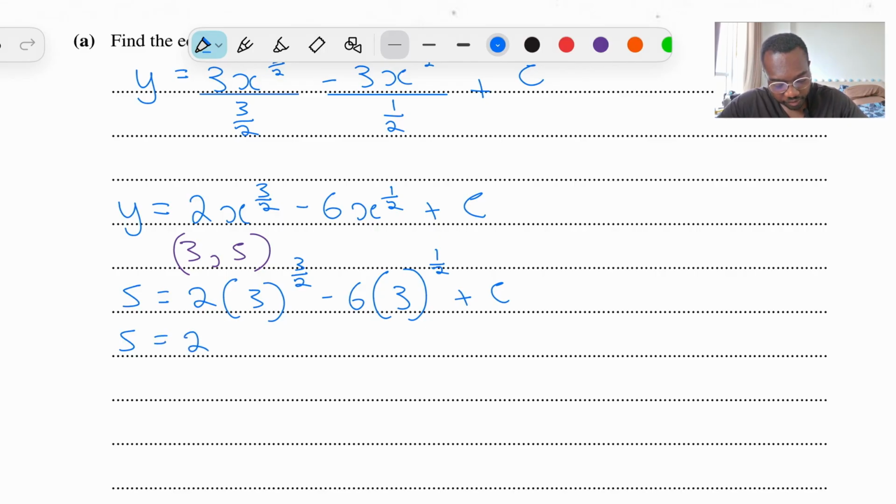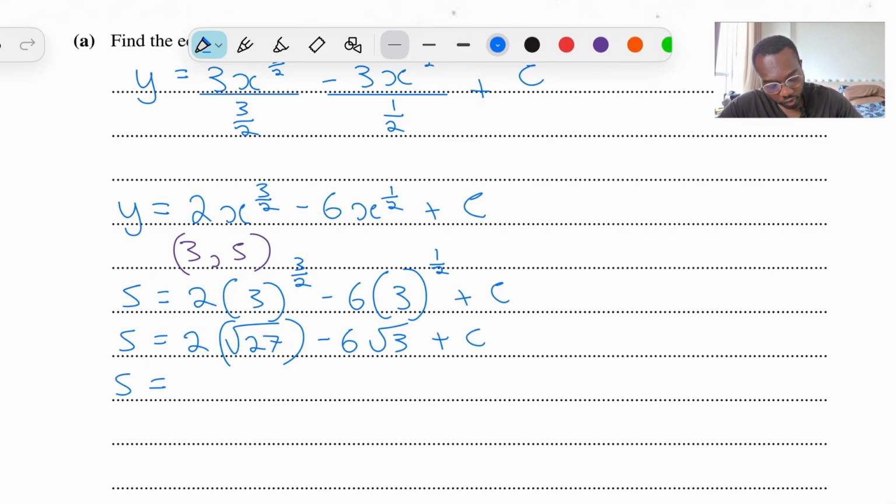This one seems a bit difficult because it won't give us a nice number. But effectively there are two ways we can think of it. We can either square root it first, so we get the square root of 3 and then multiply it by 3. Or I think the easier way is we raise to the power of 3 first, so we get 27, and then we square root. So we get 2 times the square root of 27, and I'll tell you why that's easy in a second. And then we get 3 to the power of a half, which let's just keep as root 3, so minus 6 root 3 plus c.